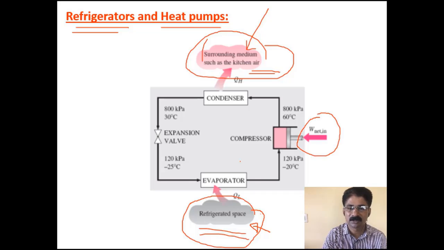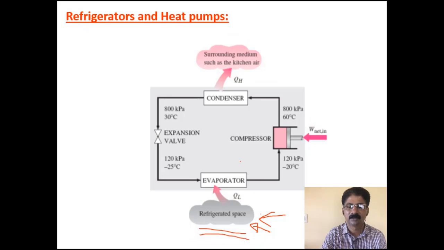So your purposes of these two are different. A refrigerator maintains the temperature of the refrigerated space at a particular level, whereas the heat pump tries to maintain the temperature of the surrounding, or whatever the compartment or the cabin or the space, at a particular temperature above the surrounding temperature. So here it is maintaining temperature above, but here it is maintaining temperature below that of the surroundings.